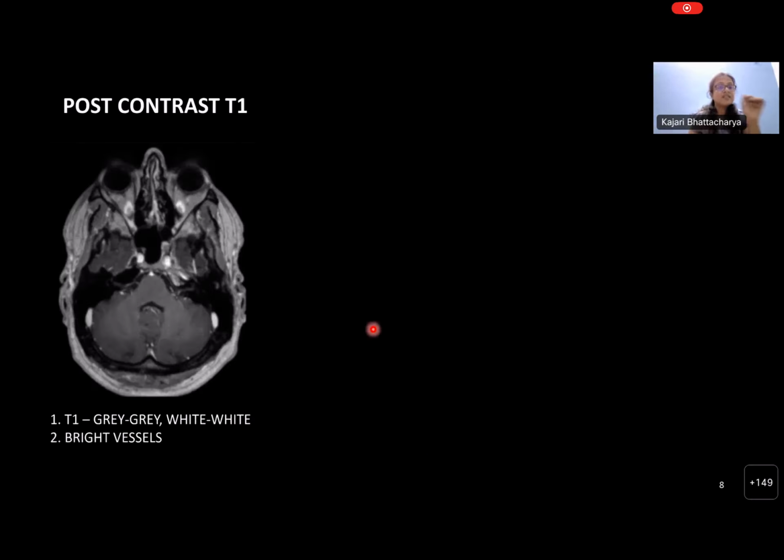The last, the third, that is another very important thing that you should know, is the post-contrast. The post-contrast sequence is generally done on a T1. How do we identify this as a T1? Because the gray is gray and the white is white. And how do we know this is post-contrast? Because we can see this white thing inside the vessels. So this is basically a gadolinium-based contrast agent.